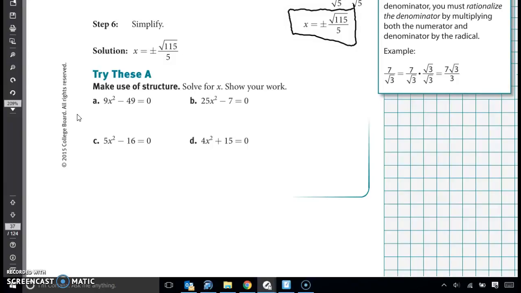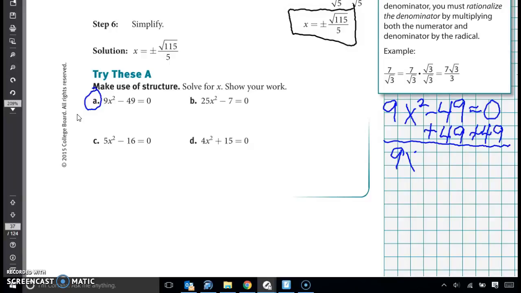All right, so let's just take it one step at a time. Let's do A together. So we have 9x squared minus 49 equals 0. Step 1, we need to move our constant. So plus 49. So we have 9x squared equals 49. And then divide. Now we're going to separate our 9 from our x squared, so divide.